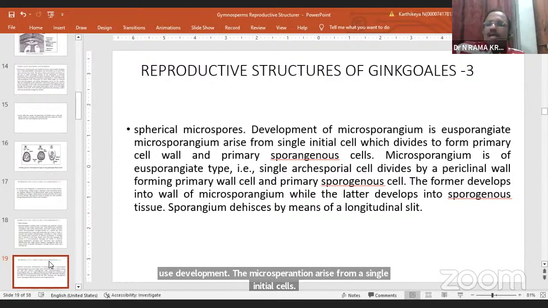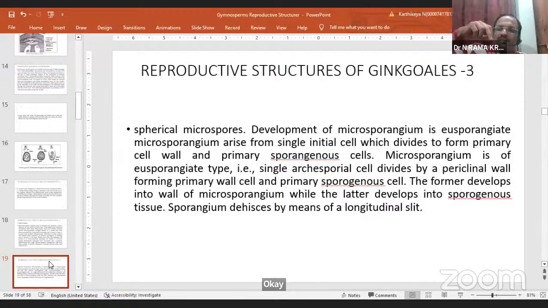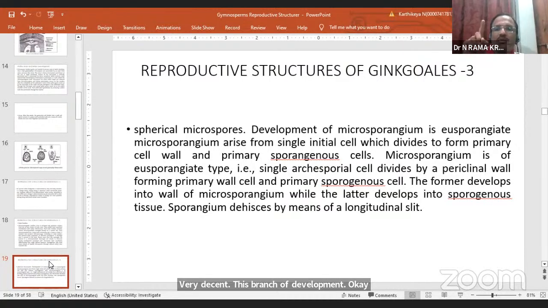Single initial cell means this is the branch, and in this area the sporangium develops. We call that eusporangiate. What is the meaning of eusporangiate? It means this sporangium comes from a single cell. Because this is eusporangiate development, so here we are looking at the first cell. The first cell we call the mother sporangium cell.